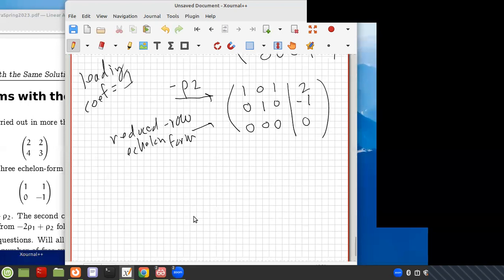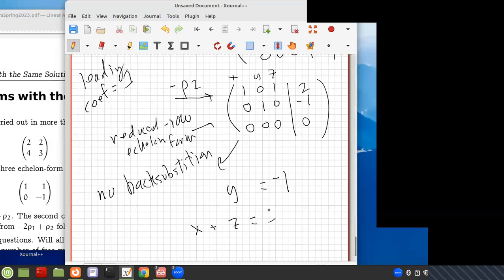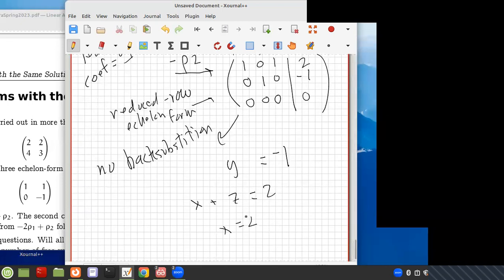So let's translate this back. There's no back substitution, right? What I can do is I just read off the answers. If this is X, Y, Z, and the constant, this equation here is Y equals minus 1. That's the second one. The first one is X plus Z equals 2. So all I have to do is move the free variable to the other side, and I'm going to get X equals 2 minus Z. There's no Y here, so I don't do back substitution. I just read off the solution.